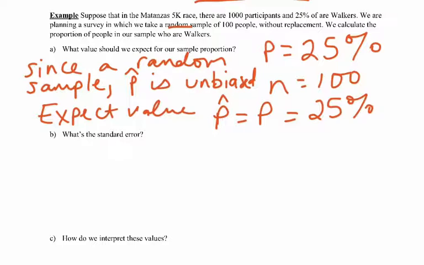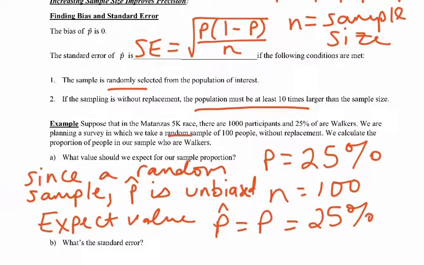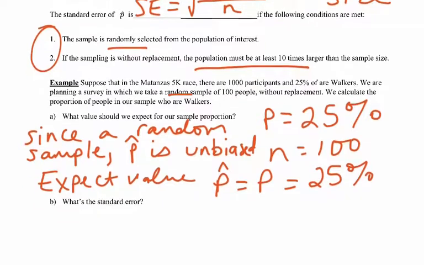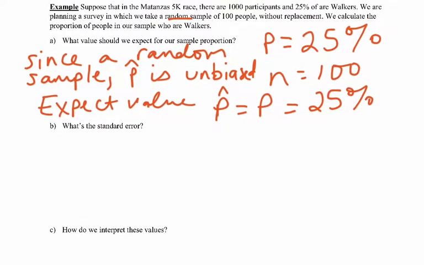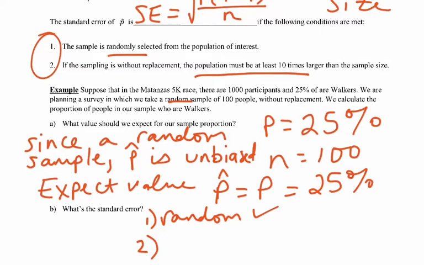All right, so the next question is, what is the standard error? To compute the standard error using this formula, these two things have to be taken care of. First of all, the sample has to be done randomly. Did they tell us it was random? Yes, so the sample was conducted randomly. And the second condition says that if the sampling is done without replacement, the population must be at least 10 times larger than the sample size.